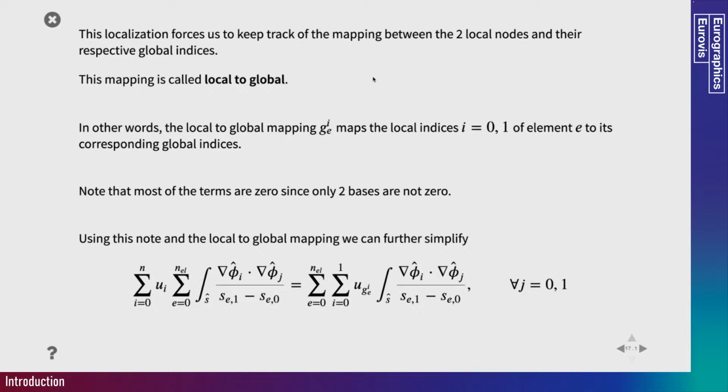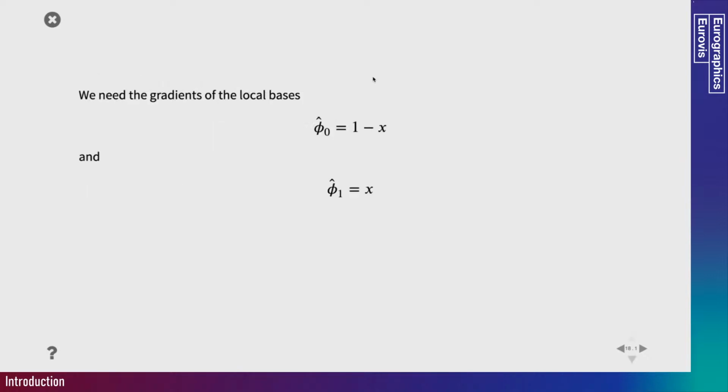So now, instead of having a sum over n and then a sum over elements, we only need to sum over the elements, and for each element we only need to compute a sum over two things. So now everything is nice and localized.